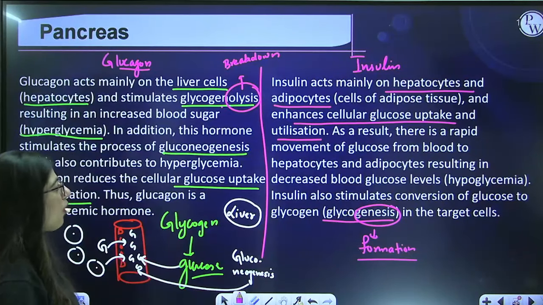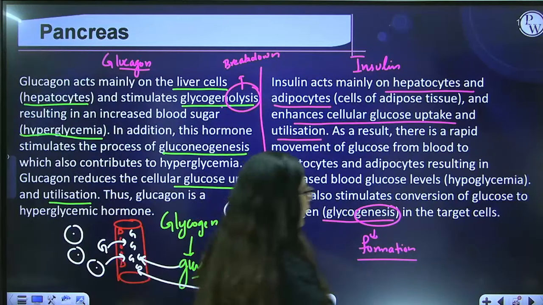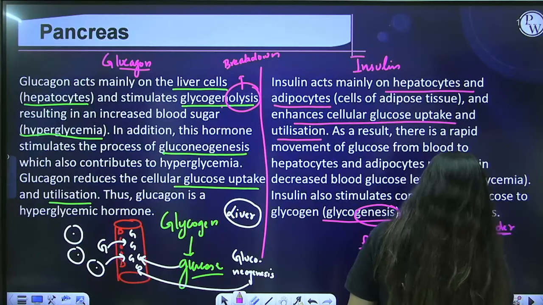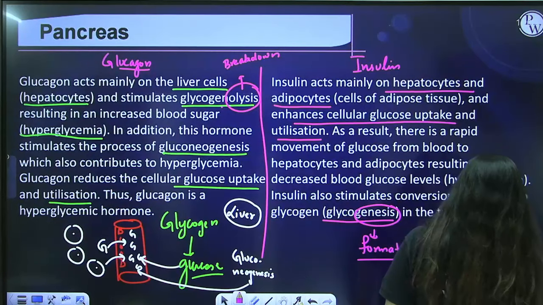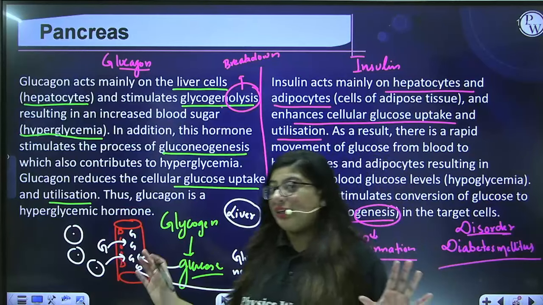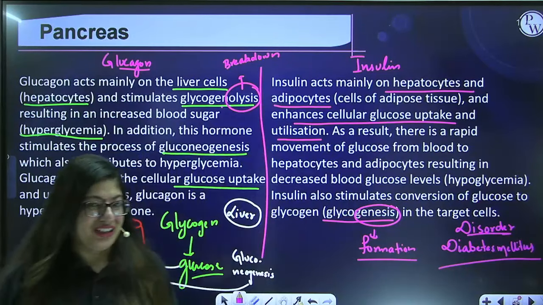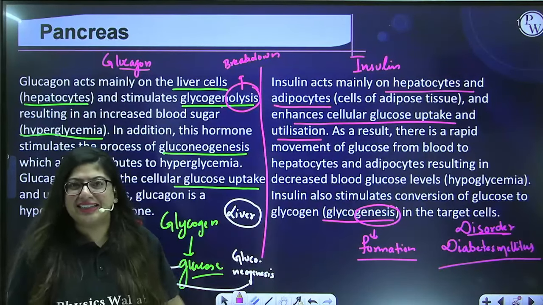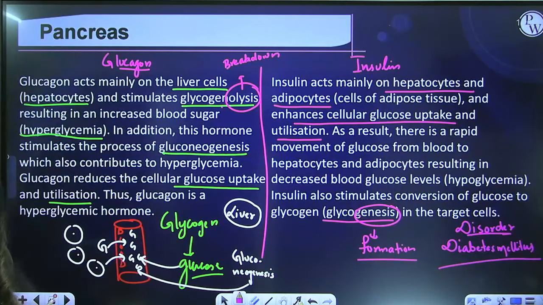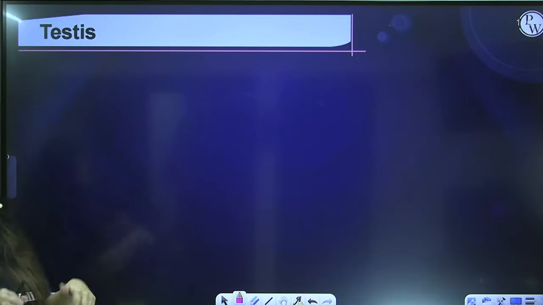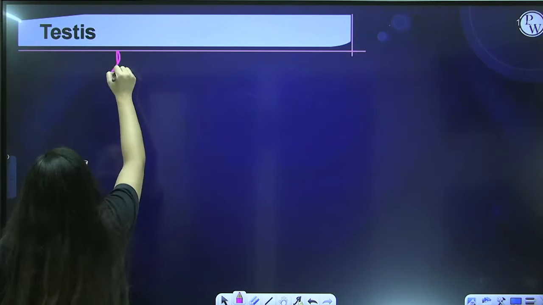And what is a disorder associated with insulin? The name of the disorder that we have studied so far is diabetes mellitus. We have already discussed this in excretion, so I will not be discussing this in more detail here. Okay, now your homework is to go back to the excretion part and study this. All right, guys. Let's move further and talk about another heterocrine gland, that is testes.